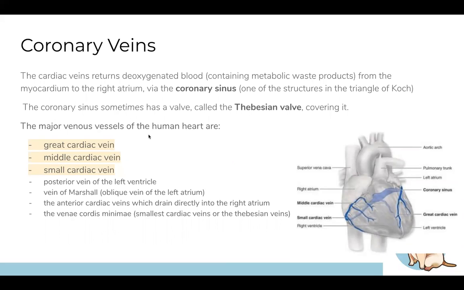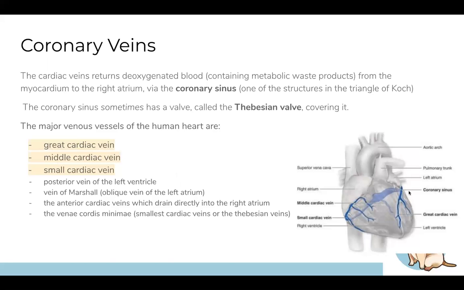So you have the major vessels of the human heart, the major veins of the human heart. They are your great cardiac vein, your middle cardiac vein, and your small cardiac vein. And then you've got all these other random ones. I didn't actually know these last year. I just looked it up and copied off Radiopaedia when I had to make this slide. But these three, they're quite important.